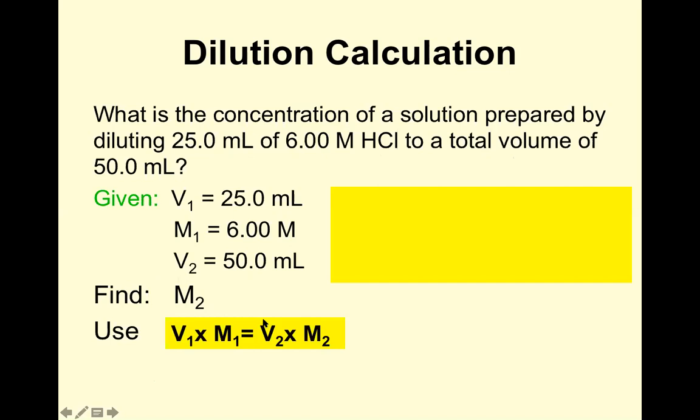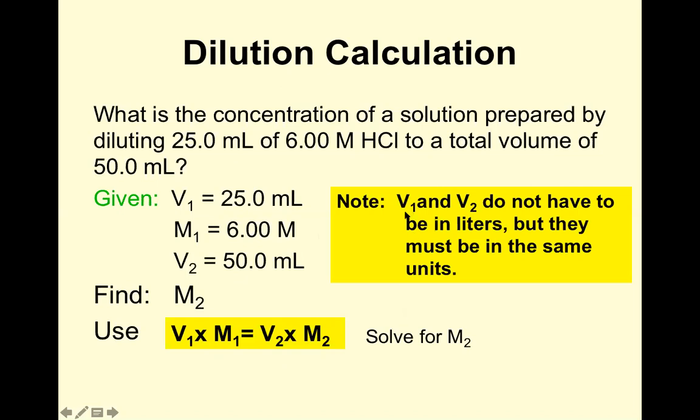All right, so we're going to use this equation, M1 times V1 equals M2 times V2. Now, because of the rules of multiplication, you can flip V2 and M2 as long as your 1s and 2s are on their respective sides. All right, so we're going to solve for M2. So we're going to plug in these values that we just pulled out of the problem into this equation.